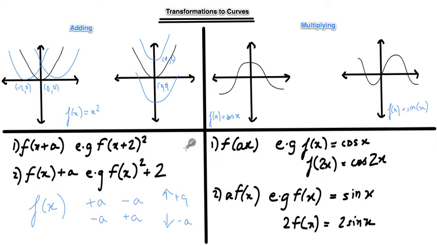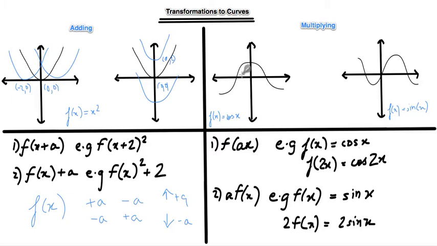For multiplying, it would be better if I use a different graph rather than the f(x) = x squared graph. So I use the f(x) = cos x graph for this one. This is what a cosine graph looks like. Hopefully you know that already. Suppose now we're going to multiply the x by a constant a. So it's f(ax). Let's take an example. If f(x) = cos x, what is f(2x)? f(2x) is nothing but cos 2x, because you're adjusting the x value here.